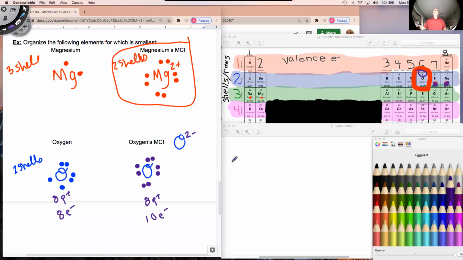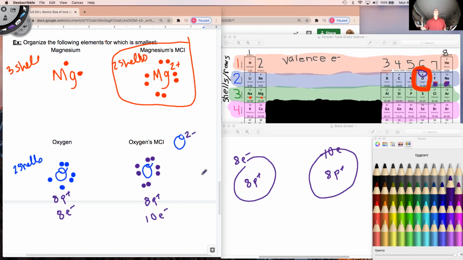Now, if something is pulling in and you have 8 protons versus 8 electrons, it's a tug of war. Then you have 8 protons versus 10 electrons. So it's like 8 people pulling against 8 other people, and now it's 8 people pulling against 10 people. Who's going to be able to pull in closer? The neutral one is going to be smaller. This one, since there are more electrons on the outside, is going to be larger. But this question asks which is smallest, and in this case, it's the neutral atom that is going to be smaller.